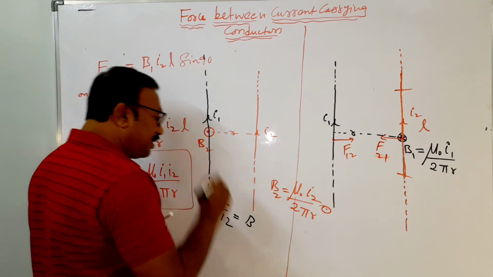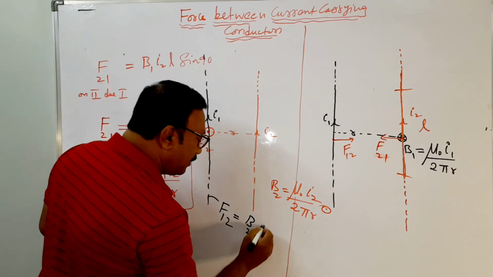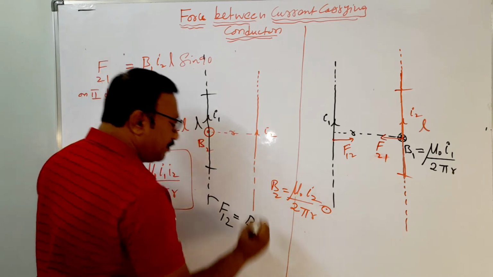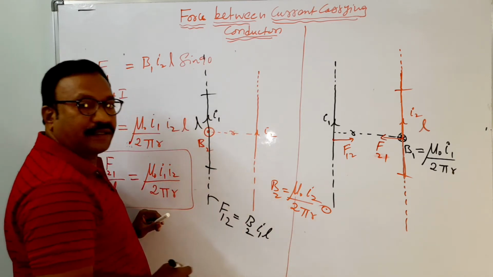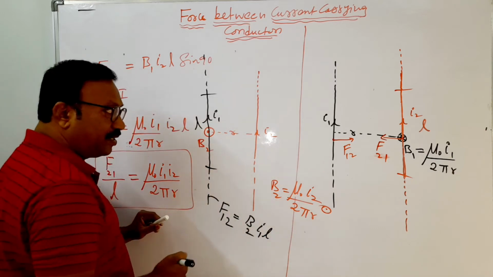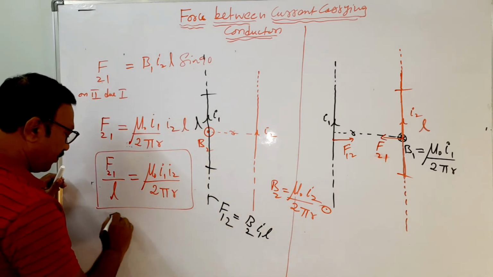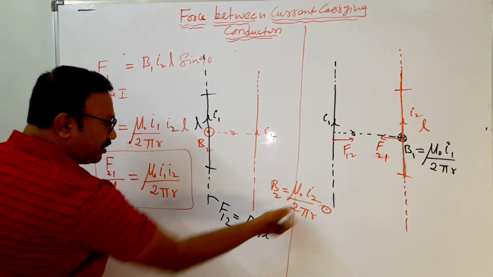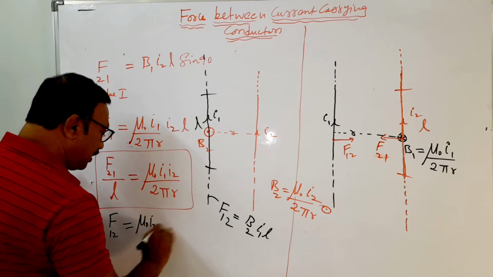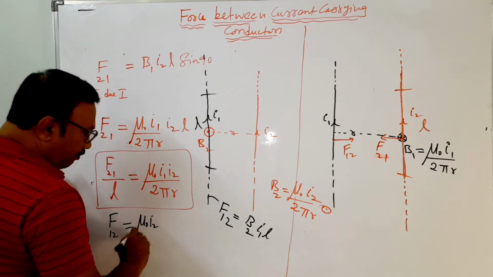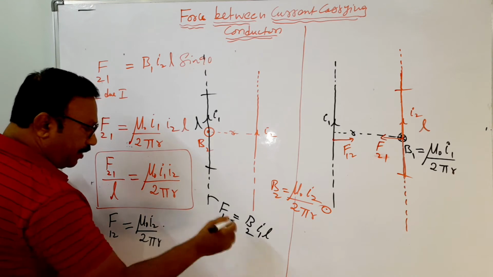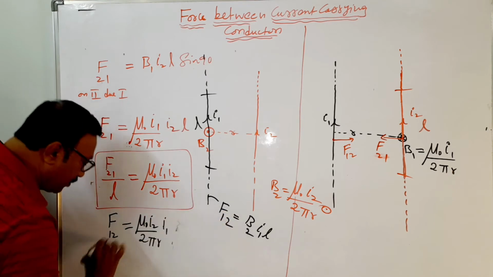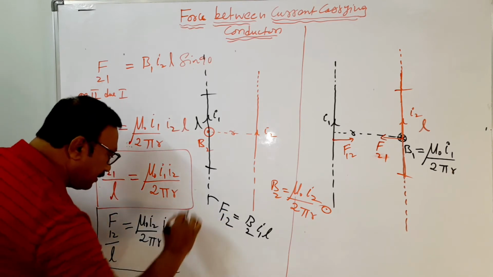B means what is B here? B2. What is I in the conductor? I1. L, I'll consider here also some length L, okay? Then L sin 90. Let me substitute this magnetic field now. So how much do I get? The force on the first conductor due to the second conductor, let me substitute this. This is mu naught I2 by 2 pi r into I1 into L. I'll bring this L here now. So force per unit length is this.